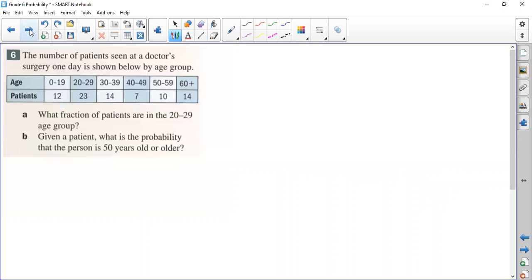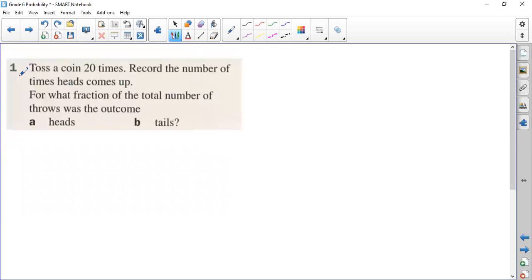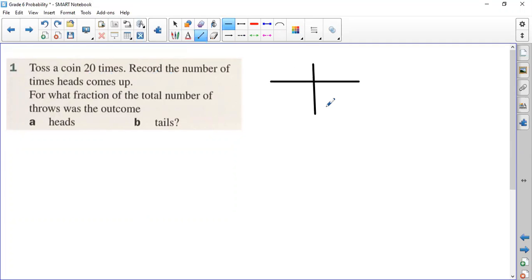Okay, now as homework you will have exercise 1. You have to do an experiment and find the experimental probability by yourself. You will toss a coin 20 times and record the number of times heads come up. So you will take a coin, then you will toss it 20 times, and then you have to register the results. You will make a table like this: how many times you get heads, how many times you get tails. So if you get heads, for example, 15 times and tails 5 times, you have to record it like this. And for what fraction of the total number of throws was the outcome heads and tails? And then you have to find this probability.